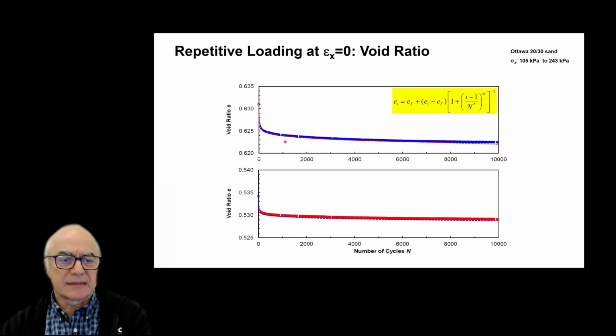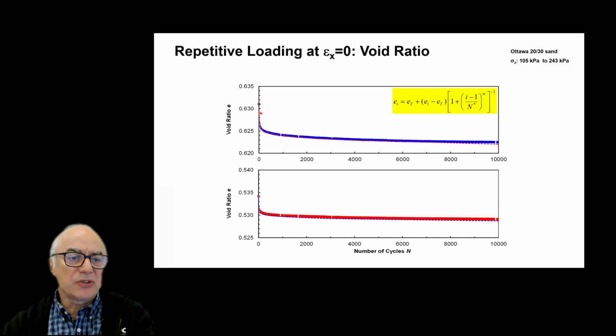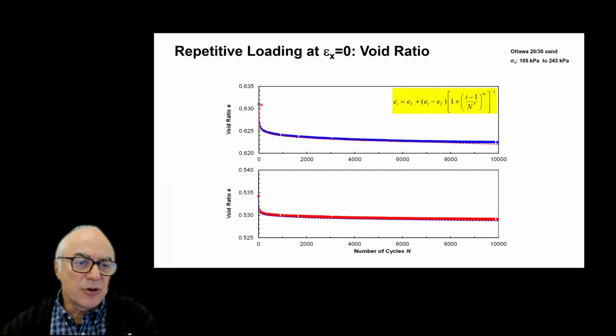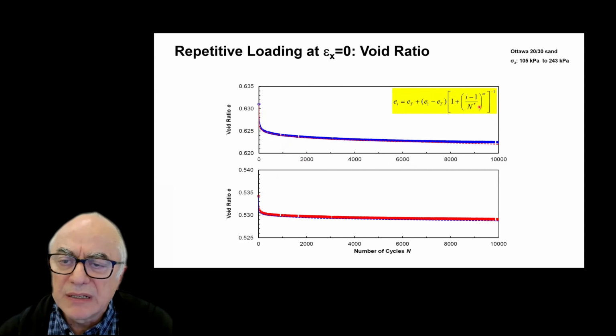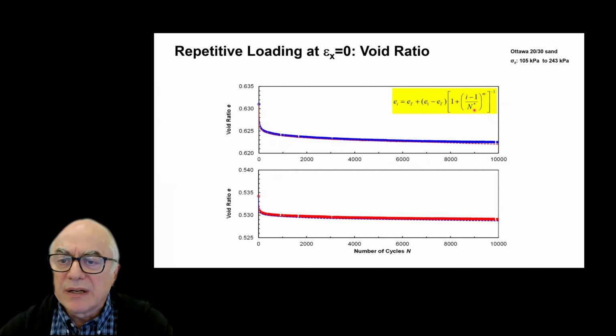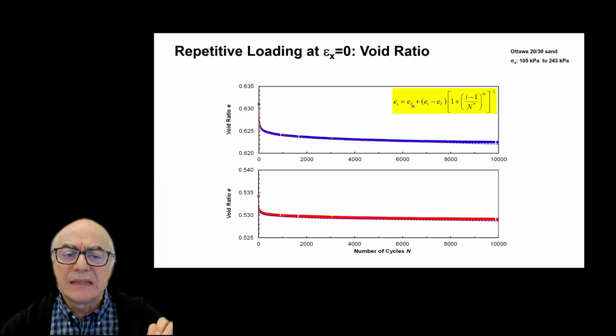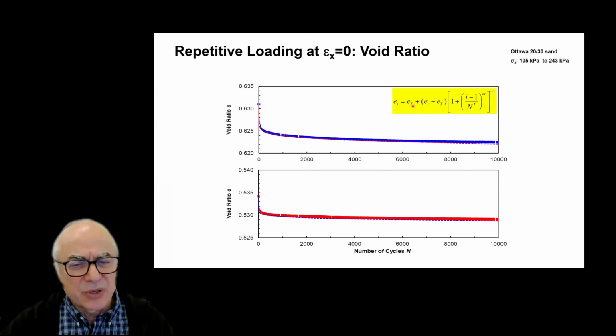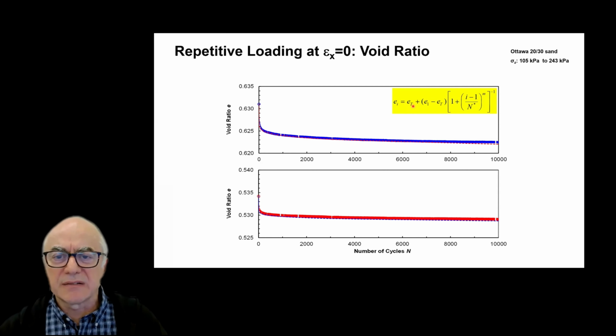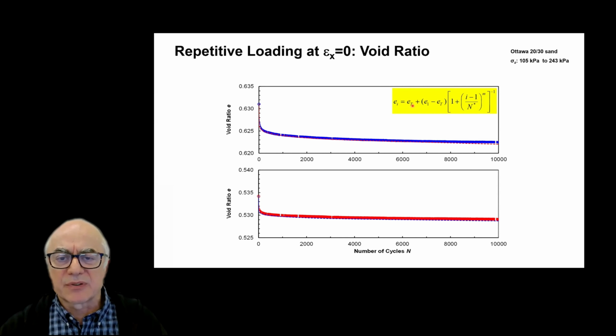So this is a typical data set, and you see that both the loose sand and the dense sand deform quite a lot at the beginning, but the deformation continues even after 10,000 cycles. And now we can fit an equation of this form, an inverse power equation, where when the number of cycles i goes to infinity, then this whole factor goes to 0, and we have reached the terminal void ratio. And that's an important parameter because we may not know in detail what happens in between, but asymptotes lead to very robust engineering designs. So this is an important parameter for us to determine.